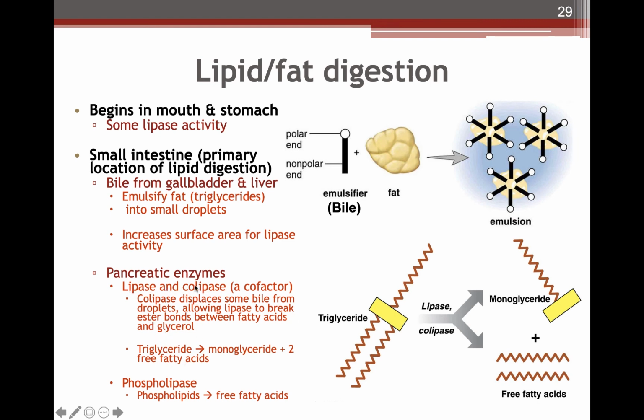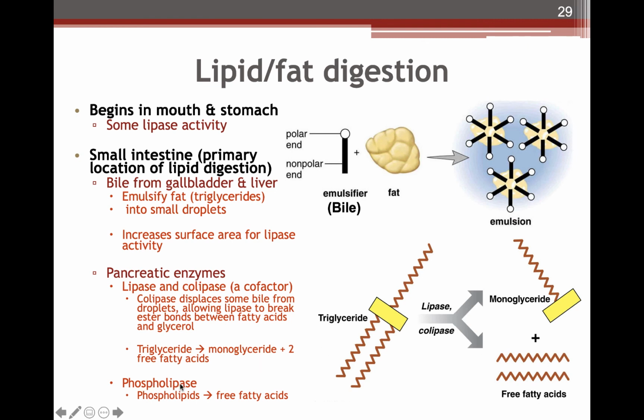Lipase and colipase work together. Colipase will displace some of the bile, kind of breaks off some of the bile from the droplets. Allows lipase to then get in there and start breaking the ester bonds that are holding these fatty acids to glycerol right here. And so what comes out of this process are monoglycerides and free fatty acids. These can now be absorbed across the intestinal wall.